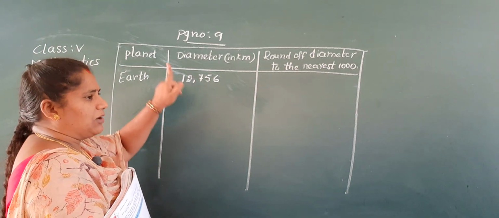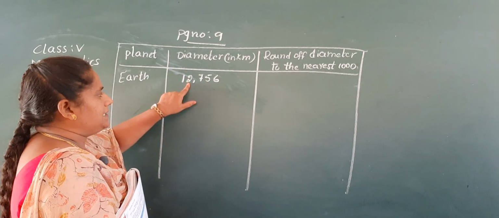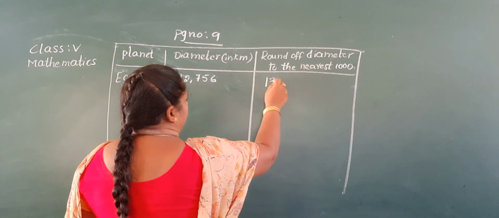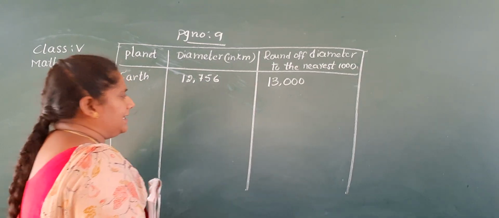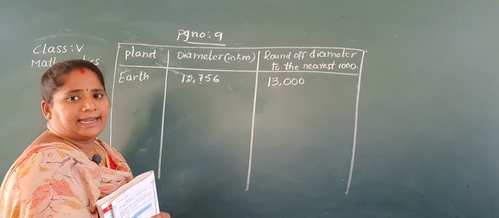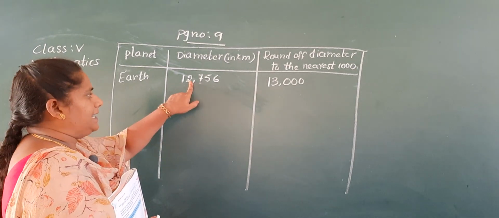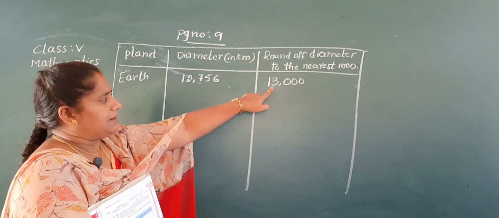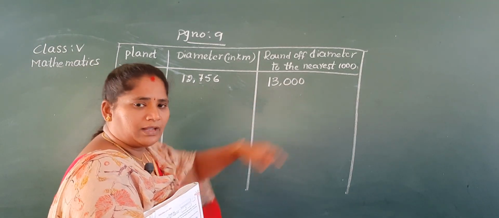So this number is rounded up. That means add 1 to the thousands place and keep zeros in the remaining places. So this number is rounded to 13,000. Why? The digit in the hundreds place is 7, which is greater than 5, so you add 1 to the thousands place and keep zeros in the hundreds, tens and ones places. So this number is rounded off to 13,000. Is it clear?